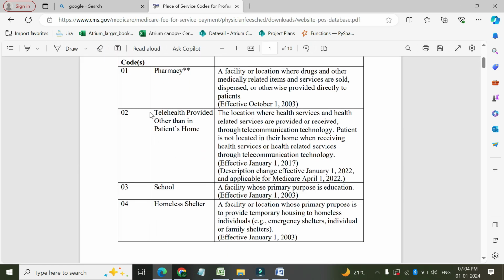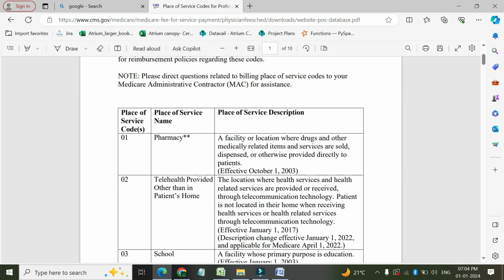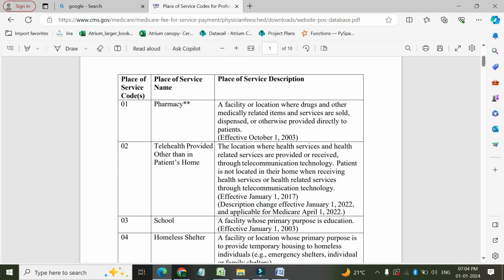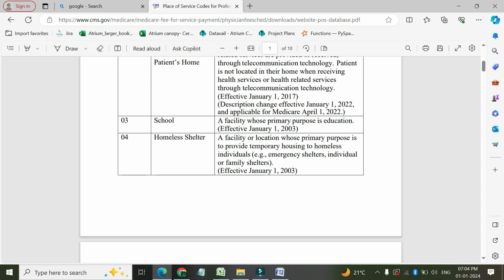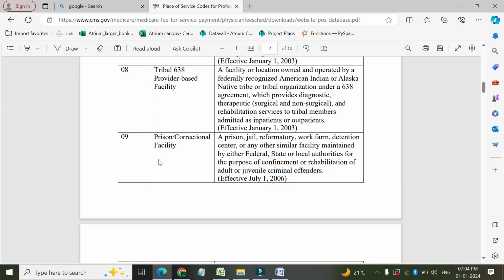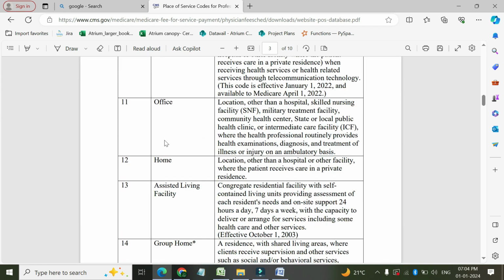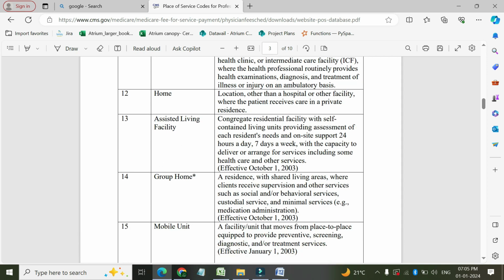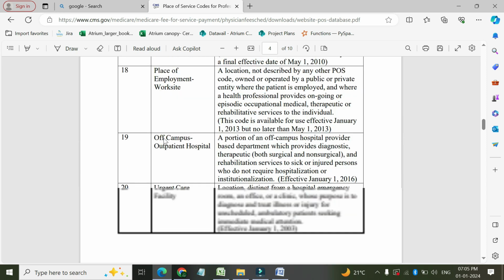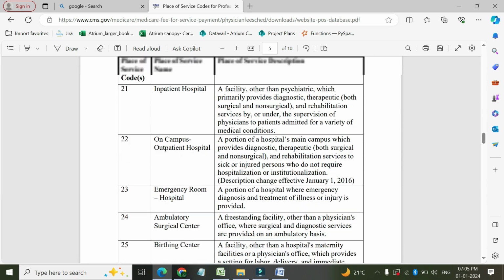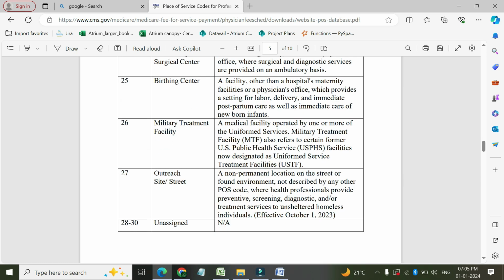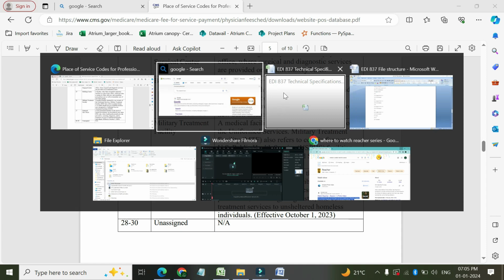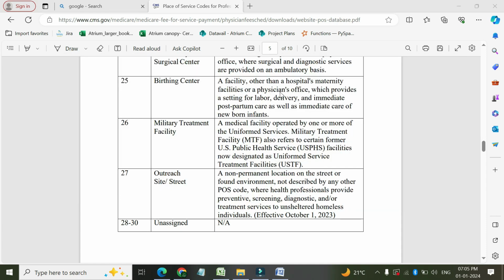So guys, here are the place of service codes, and this is from CMS. 1 is for pharmacy, 2 is for telehealth provided other than in the patient's home, 3 is for school, 4 for homeless shelter. Let's see what 11 is for. 11 is for office, so as I said, office visit. 12, if the service was rendered at your home, then it will be home. There are a lot of place of service codes, you can just Google it. 21 is for inpatient hospital, 23 for emergency room, and there is the birthing center. So that is what the place of service code means.